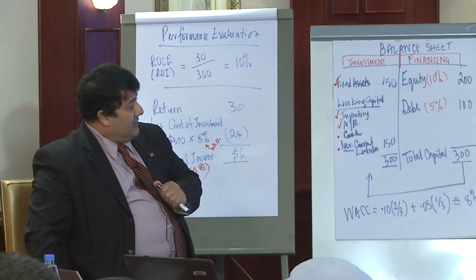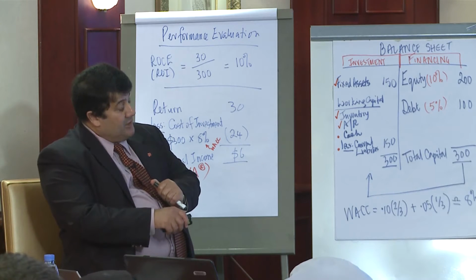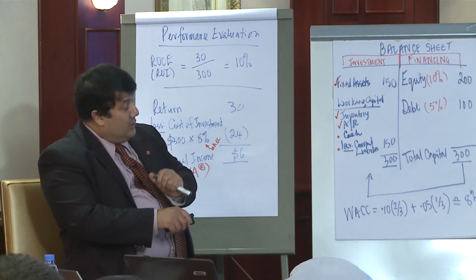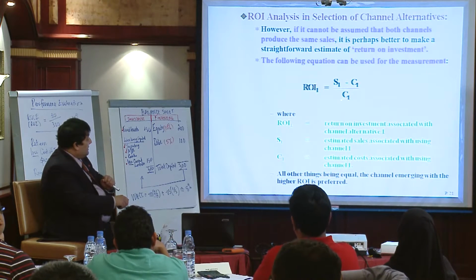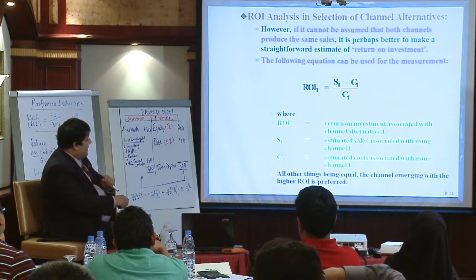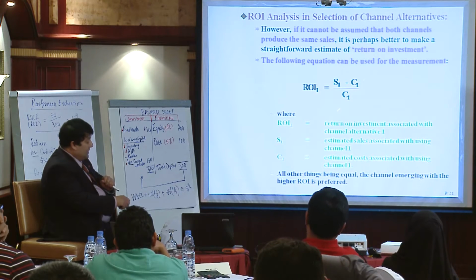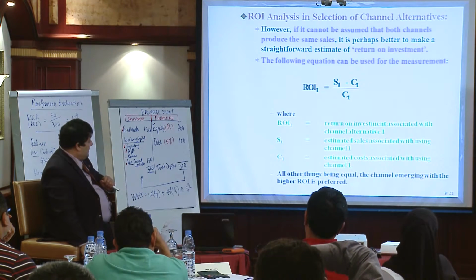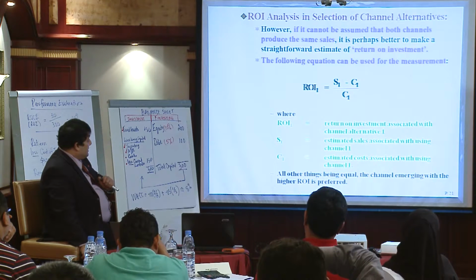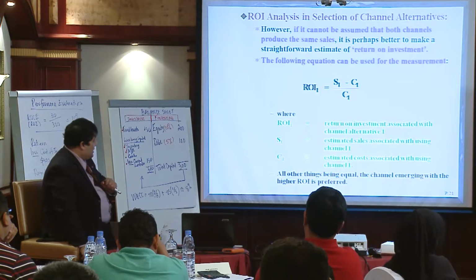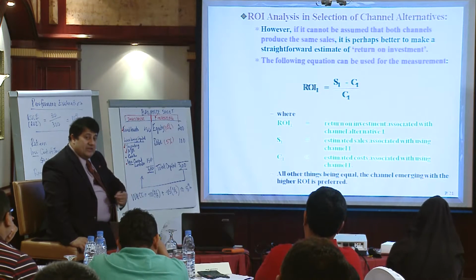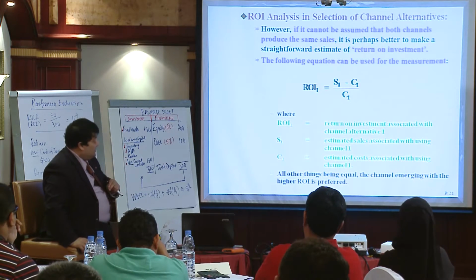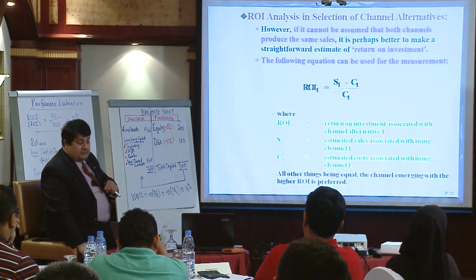So now we can compare, because we make sure it's like with like. Don't use cost in one case for the agency and the actual investment in the branch. Even for the branch, you have to use the same relativity. So all other things being equal, the channel emerging with the higher ROI is preferred. So that's the ROI calculation: when there is no investment, you use this method.